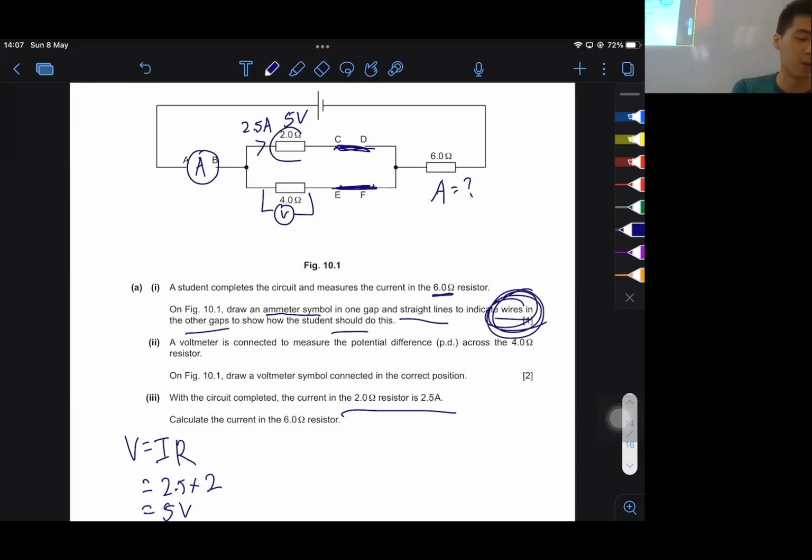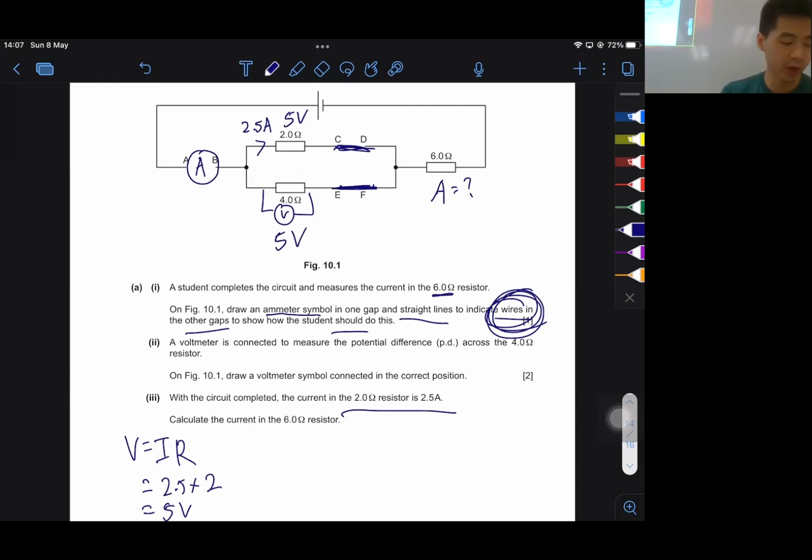Oh, these two are parallel to each other, right? If they are parallel to each other, how much voltage should they get? They should be the same, 5 volts. What about this one here? Is this going to get 5 volts as well? Definitely not, because they are in series, right?